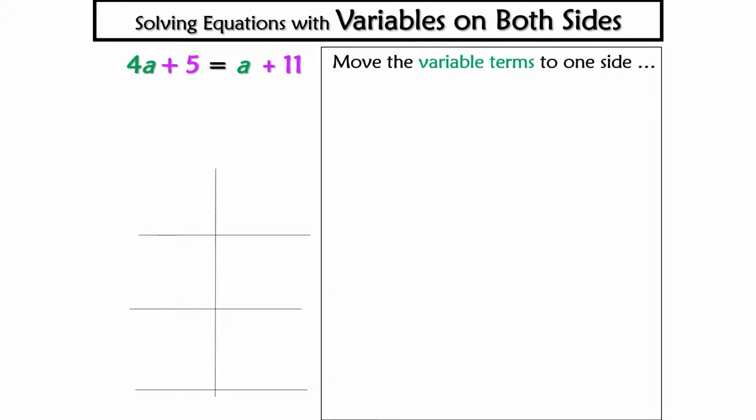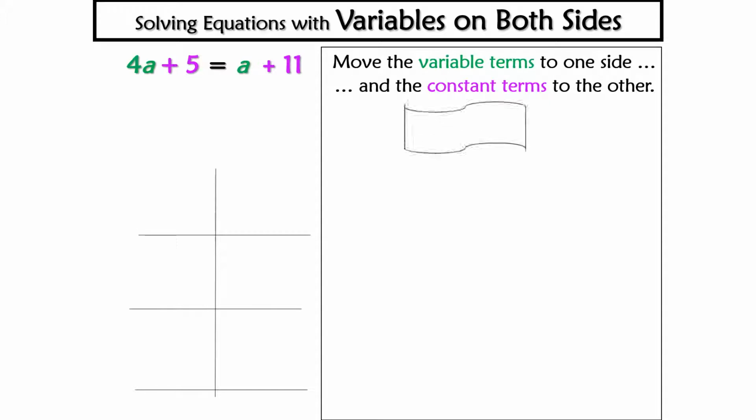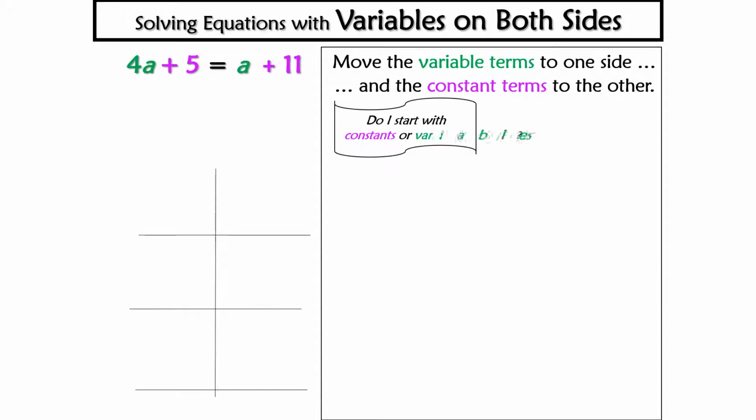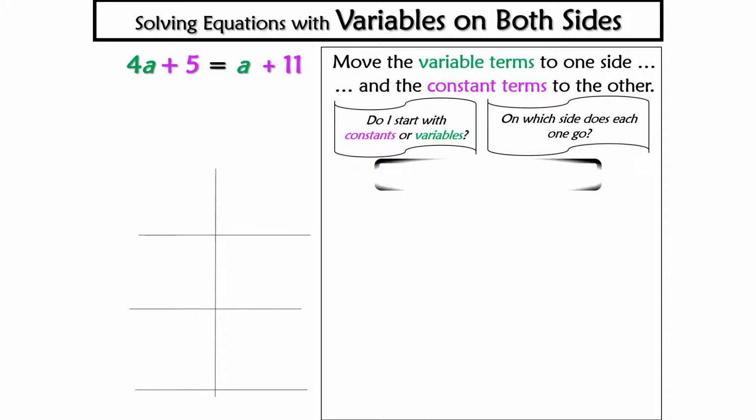So, when you see an equation such as this, the first step is we want to move all the variables to one side and the constants to the other. Now, this is going to present a couple of questions and some choices. Number one, should you start with the constants or the variables? You might also consider on which side should each one go? Well, the short answer is it's your choice. There might be different reasons why you choose different strategies for different equations.